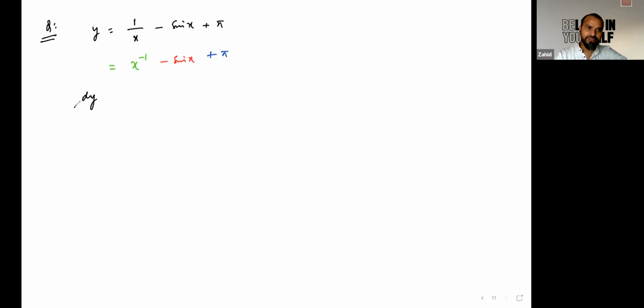Likewise, if we want to differentiate this particular function, the first function is exponential. We have a rule for exponential, if x raised to the power n. So differentiation tells you to bring the exponent to the front and reduce the exponent by 1. Here we have minus 1 as the exponent, so it will be minus 1 times x raised to the power minus 1 minus 1. Is it clear?